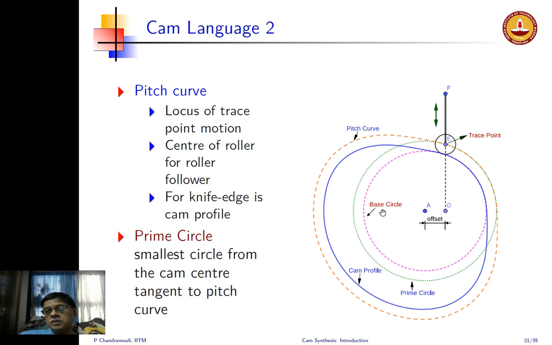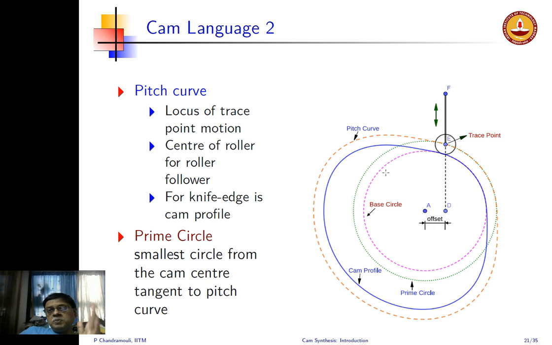And the prime circle: we have a base circle which sizes the cam. The prime circle is basically the smallest circle from the cam center tangential to the pitch curve. So if I had a knife edge follower, remember that the pitch curve and the cam profile are the same. Therefore, the prime circle and the base circle will be the same. But for a roller follower, the difference between the prime circle radius and the base circle radius is the radius of the roller.